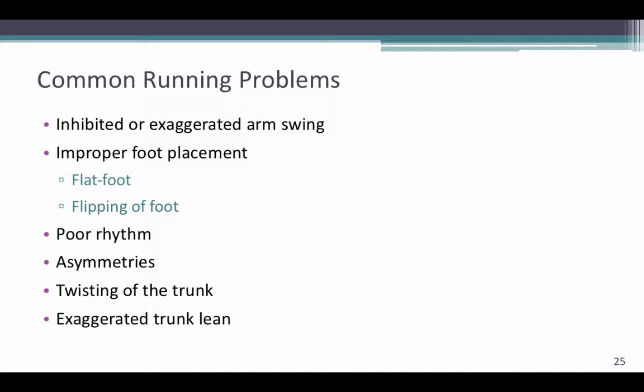So some common running problems include inhibited or exaggerated arm swing, improper foot placement such as flat footing or flipping of the foot, poor rhythm, asymmetries in gait, awkward twisting of the trunk or exaggerated trunk lean. Many times you see this when you see people running on the street.